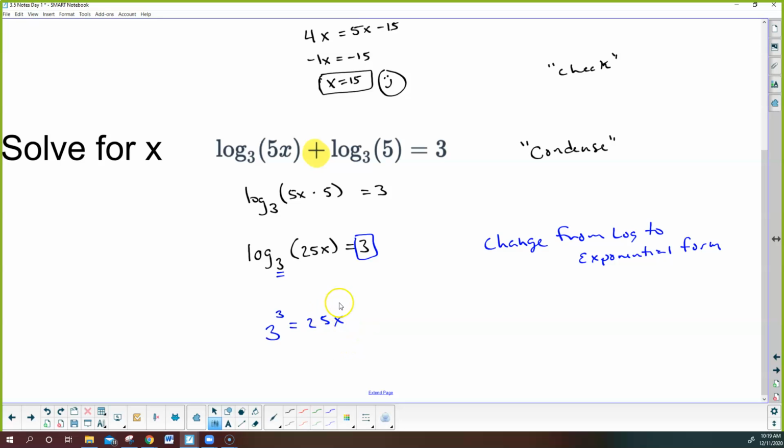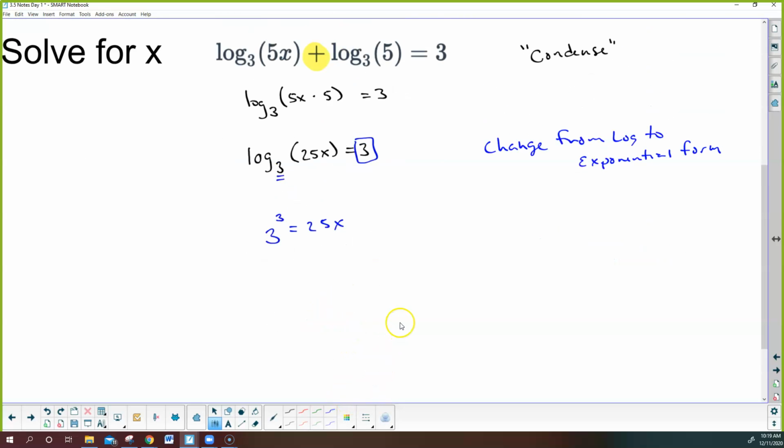And then it's just simplify. We're not going to get a super friendly answer here, but that's okay. 3 to the third power is 27. Divide both sides by 25. And there's my answer. Now, I do know that that's a positive number, right? It's just bigger than 1. If I plug that in for x here, that's going to give me another positive number, which doesn't raise any red flags. So that is a true answer for right now. We'll show you how to confirm that next week.